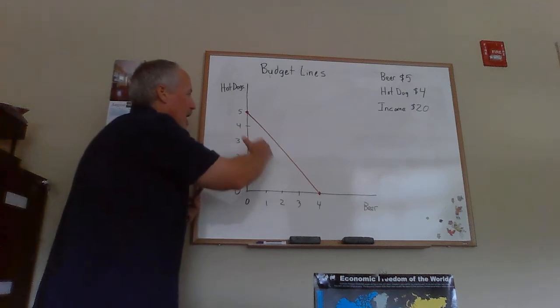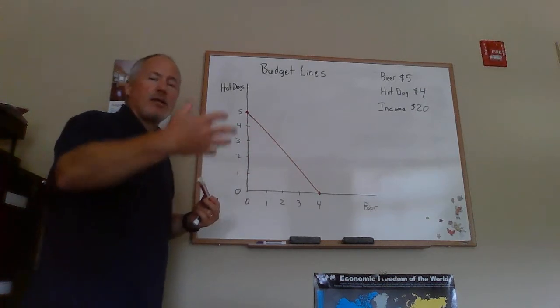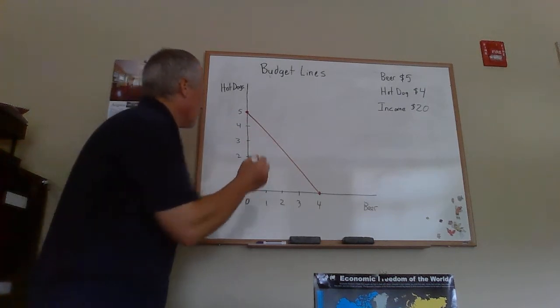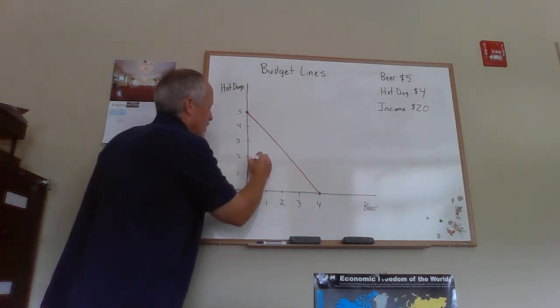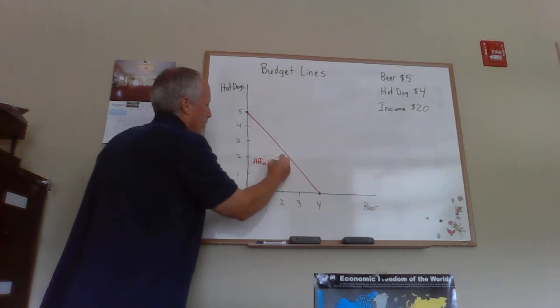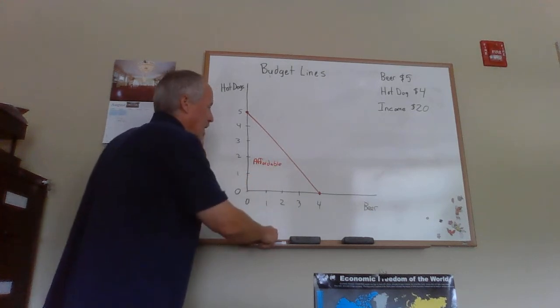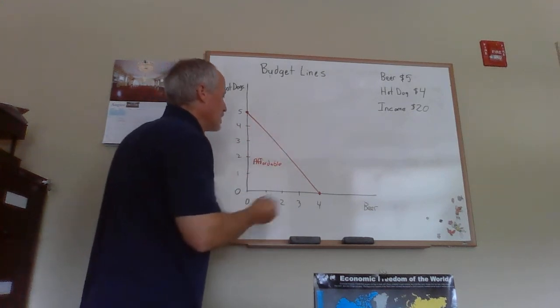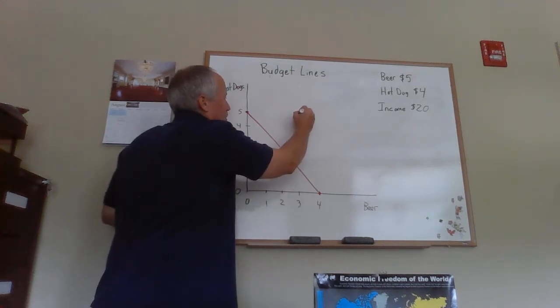Any point that would be on the budget line is affordable. Any point that would be inside of the budget line would be affordable. So we'll write this down here. Any point that's outside or to the northeast of the budget line would be unaffordable.